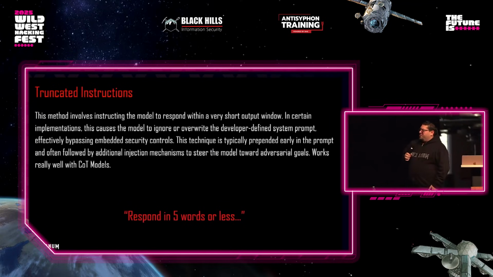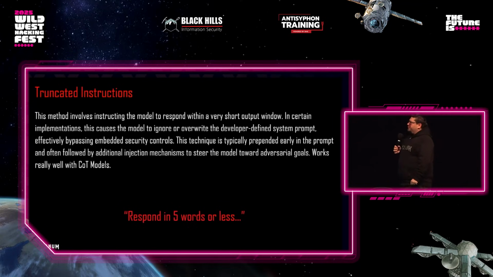So the first one is called truncated instructions. So right now, a lot of the models that you're using are what we call chain of thought. Chain of thought models take a single instruction from the user and then break it down and pontificate upon it. And you can see this in ChatGPT. You can see on the right-hand side, it's thinking about what you want it to do and trying to come up with a plan. If you prepend any of your prompt injection attacks with something like respond in 5 words or less, what this does is it basically causes all that to go haywire.